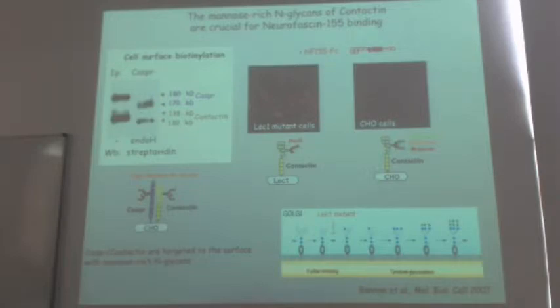And as you can see here, it does not bind the glial ligand neurofascin 155. But if we use the mutant cells, the Lec1 mutant cells, which are mutated for the N-acetylglucosaminyltransferase, and which induce the expression of glycoproteins with only five mannoses at the cell surface, you can see that in these cells, Contactin strongly binds neurofascin 155, meaning that the trafficking and the glycosylation of Contactin and Caspr is really crucial for the interaction with the glial partner, and for the formation of the paranodal junction.